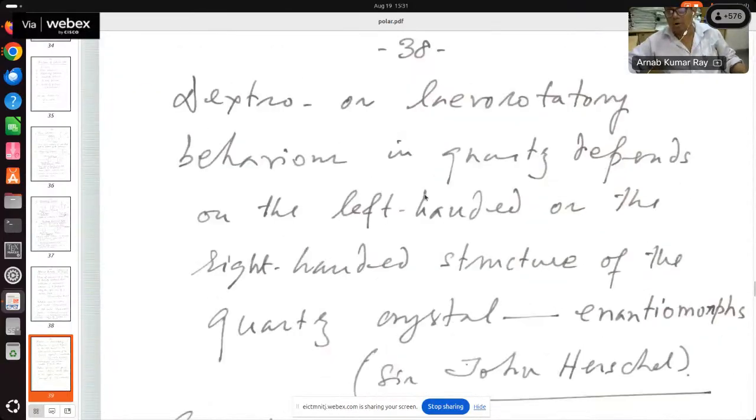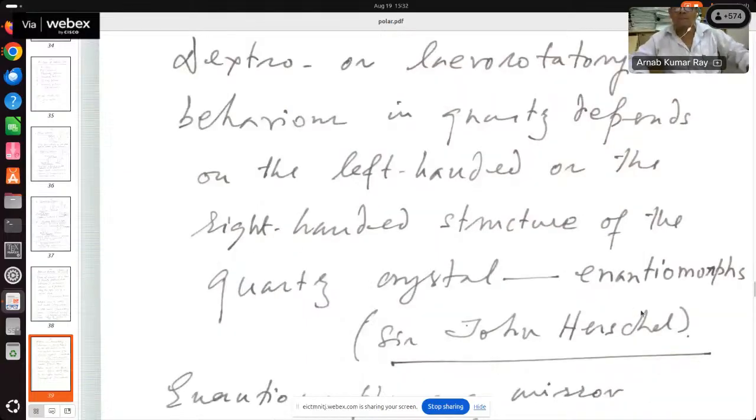Now here it is. Quartz can show both kinds of behavior, but the same quartz sample will not show both. First, let me read out the statement. Dextro or levorotatory behavior in quartz depends on the left-handed or the right-handed structure of the quartz crystal. These are known as enantiomorphs. So we are left to conclude something: it is not just the molecular formula that is enough. You also need the way the molecules are stacked inside that material.